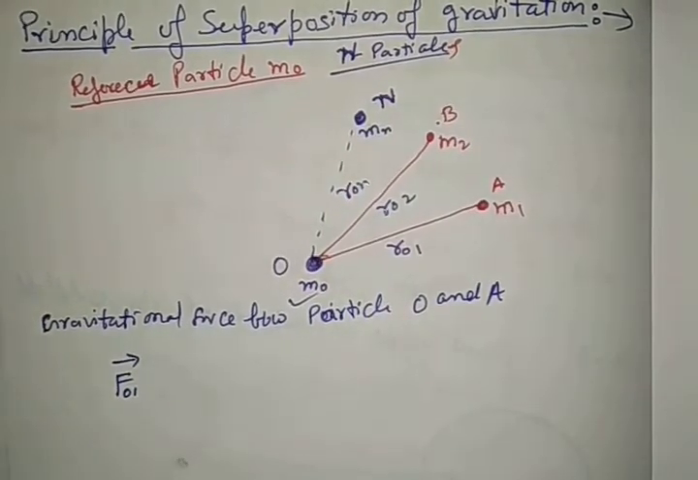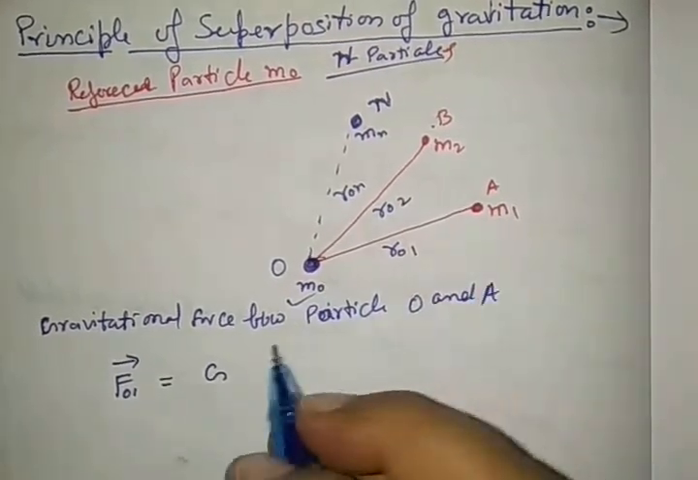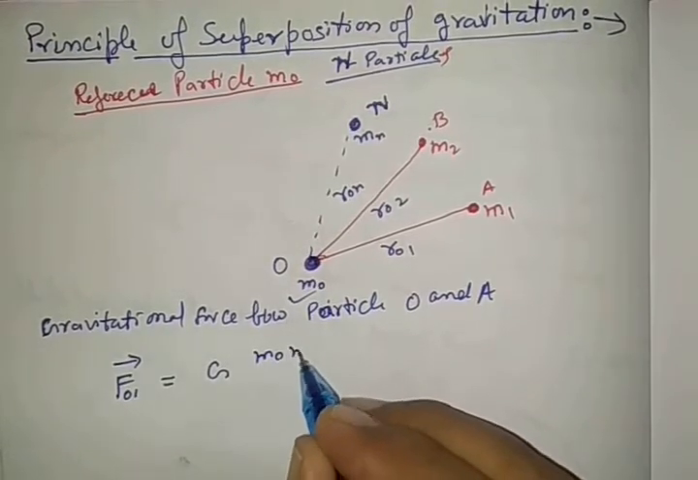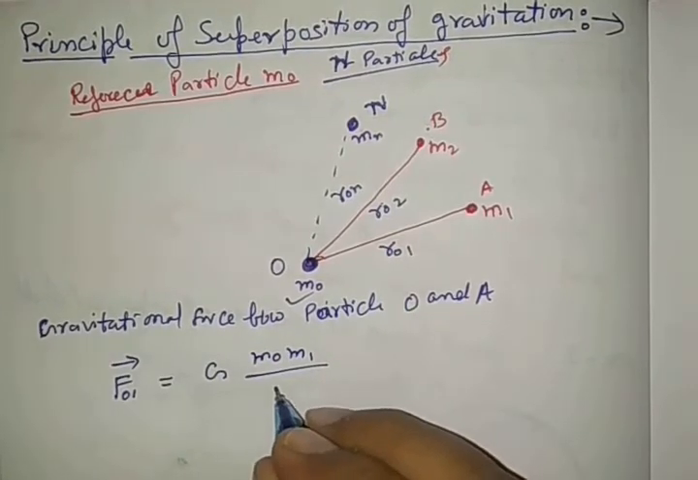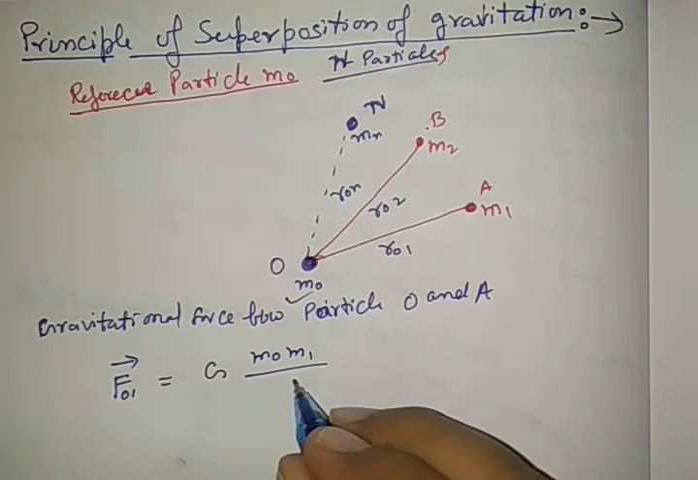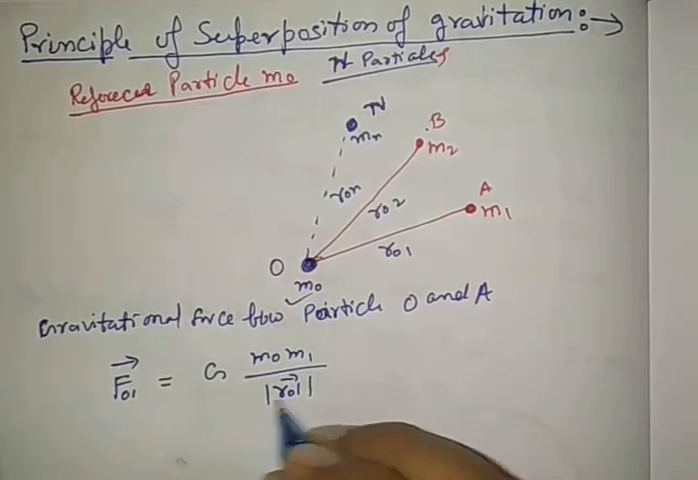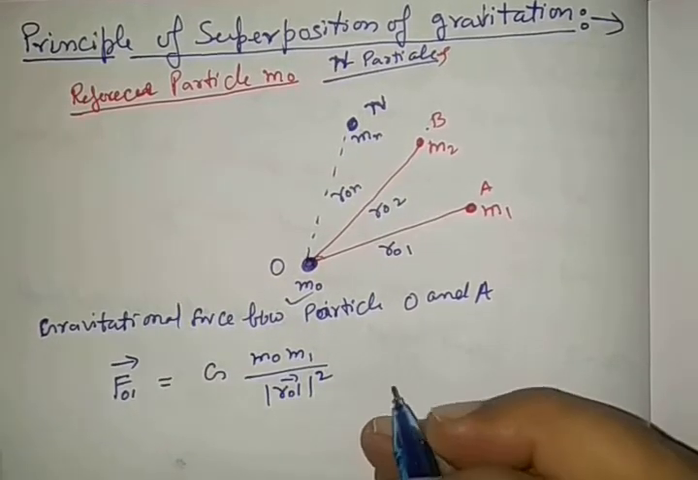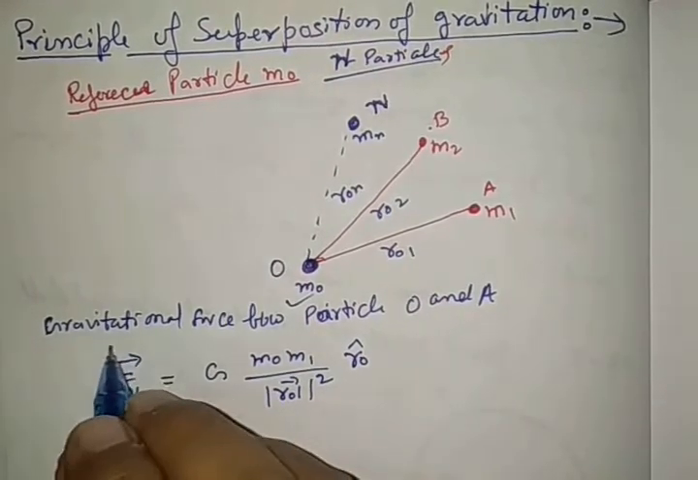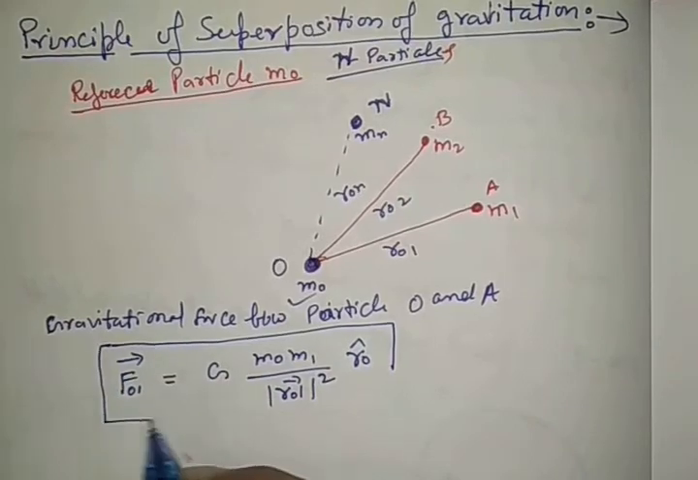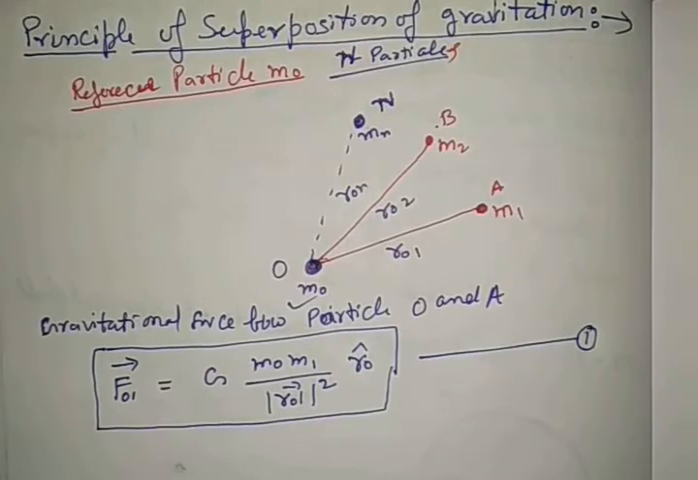We know that force is a vector quantity. It is by formula capital G, mass of both particles m0 m1, by the distance between both, mod of r01 vector square, into r01 unit vector. And it is represented by equation number 1. It's clear.